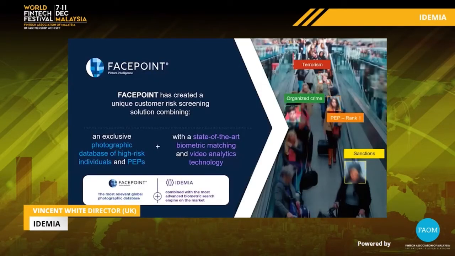We are a disruptive technology and research company created at the end of 2017, which last year joined forces with Idemia. In this collaboration, Facepoint is the provider of the risk intelligence data and Idemia the biometric technology under the bonnet. Now we've reached a watershed moment and a paradigm shift in screening is coming.